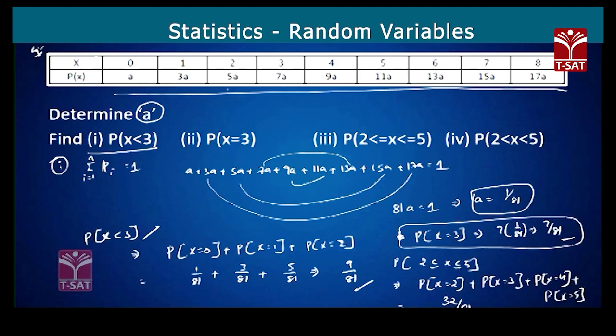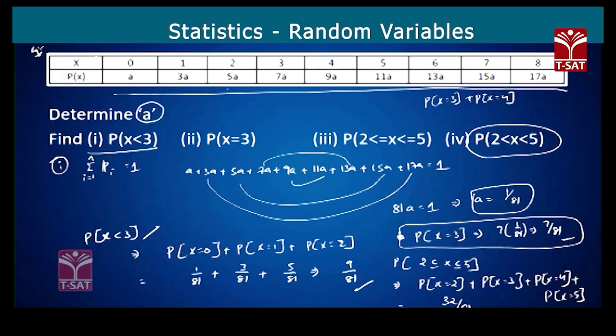Similarly, look here at the probability of 2 less than X less than 5. Here we have to consider probability of X is equal to 3 plus probability of X is equal to 4. These two values we have to assume, because the probability of 2 greater than or equal to 5.